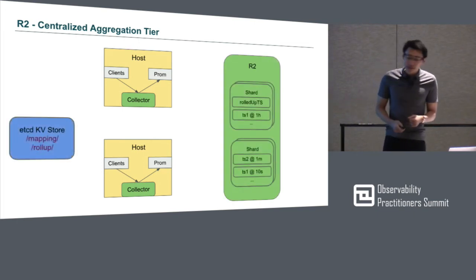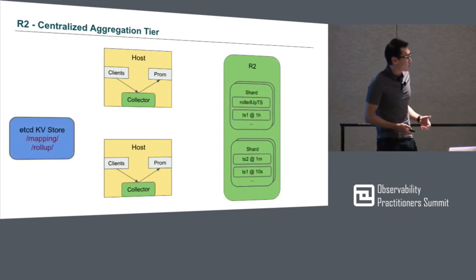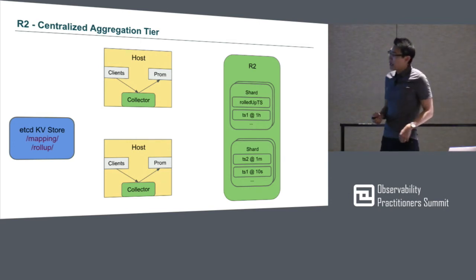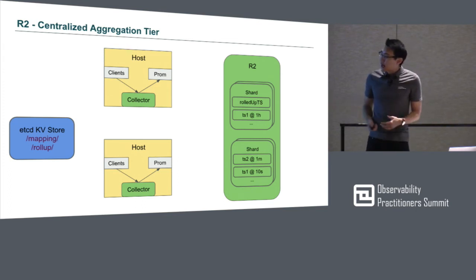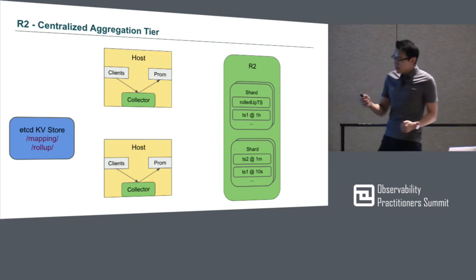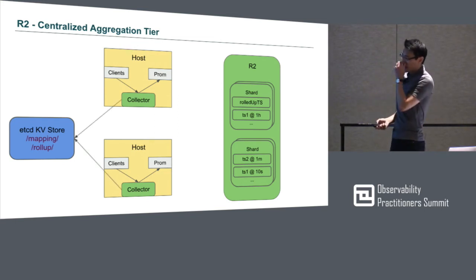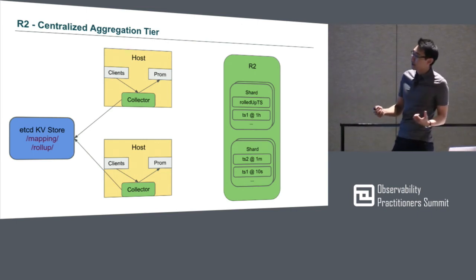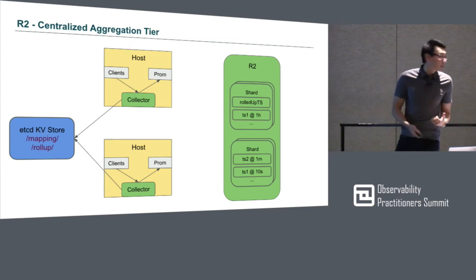And then we have a central aggregation tier, called R2. That's the thing in the green on the right. And then we have a strongly consistent key-value store backed by etcd, which stores all of the mapping and the rollup rules, right? I'll talk about the rollup rules first, then I'll go into the mapping rules. So all of the agents on every host go and read etcd for all of the rules that need to apply, right?